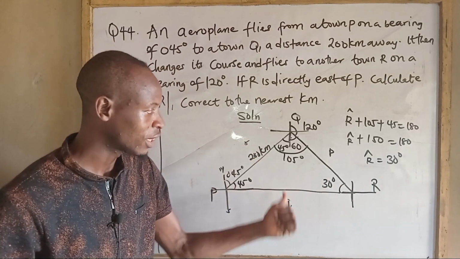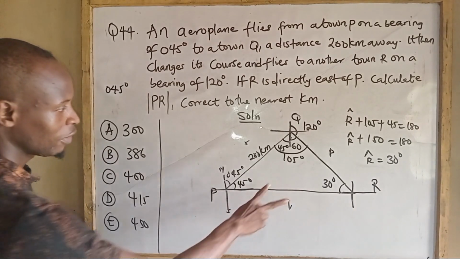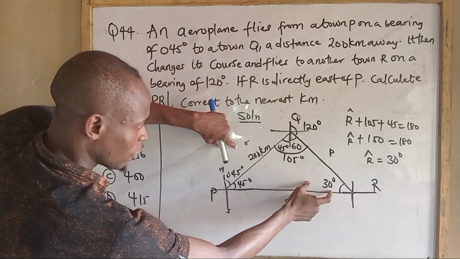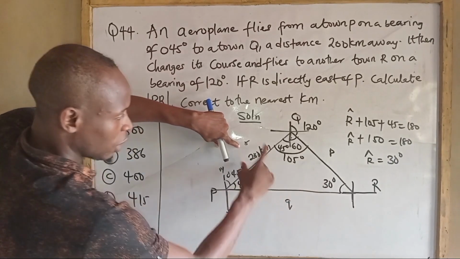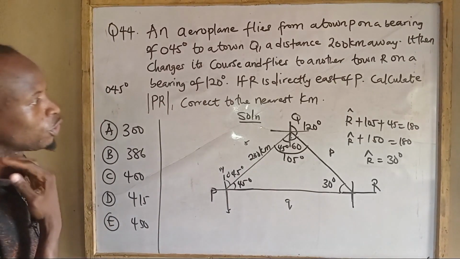So with this now, we have this angle and we have this side. So we can use a sine rule now to get the value of what? Q. Let's apply sine rule to get the value of Q, because we have two angles, of course, and we have one side. Two angles and one side. So we are using sine rule for that.